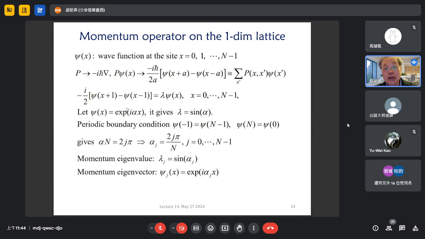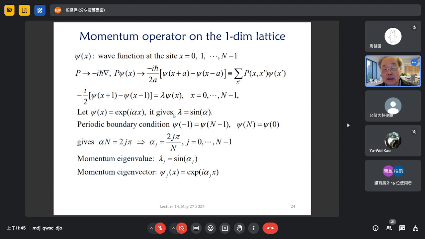Again, I try psi(x) equal to e^{i alpha x}. This is the plane wave for our free particle. And then I get lambda is a sine of alpha. So the periodic boundary condition would give me alpha n equal to 2 pi j.